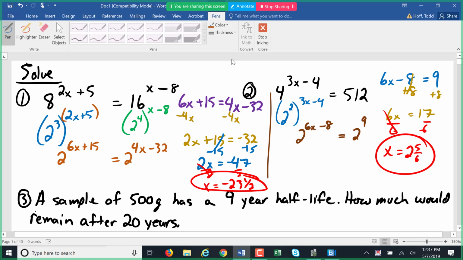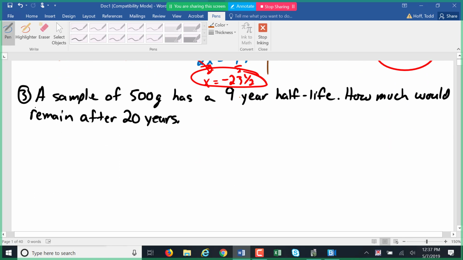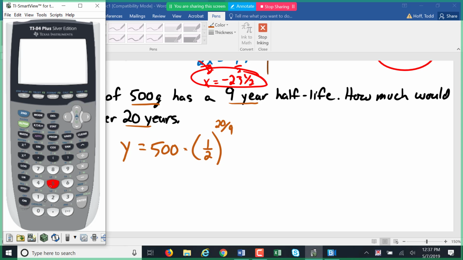Finally, number 3. This is one that requires you to remember the formula from yesterday for half-life. A sample of 500 grams has a 9-year half-life. How much would remain after 20 years? So the amount that remains is equal to that initial amount, 500 grams, times 1/2 to the power of our time, 20 years, over our half-life of 9 years. So this is just a calculator problem.